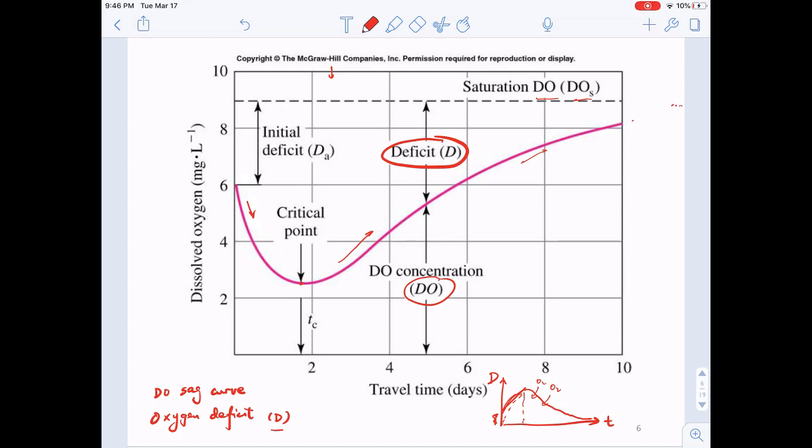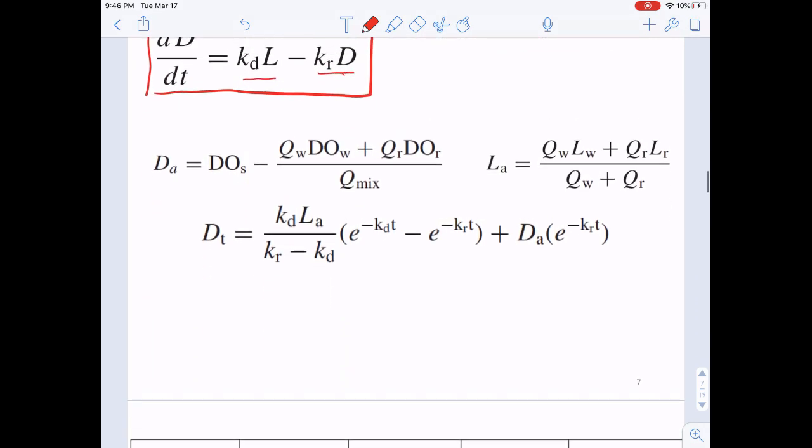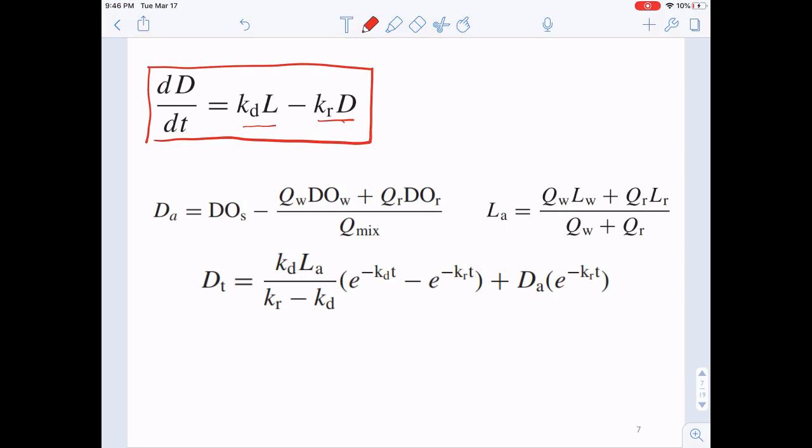But if we plot out the oxygen deficit in the water as a function of time, it should look like this, okay? So basically, if we want to calculate the dissolved oxygen at any specific location downstream of a river, for example, we're dumping in the wastewater here, right? The river water is going this way. We know that the dissolved oxygen concentration will decrease and then come back, right? So let's say we're interested in the concentration of the dissolved oxygen here.